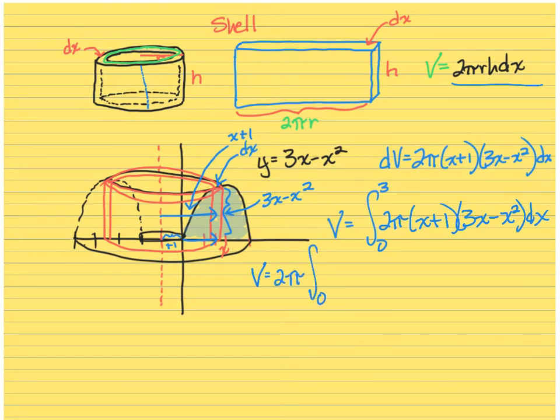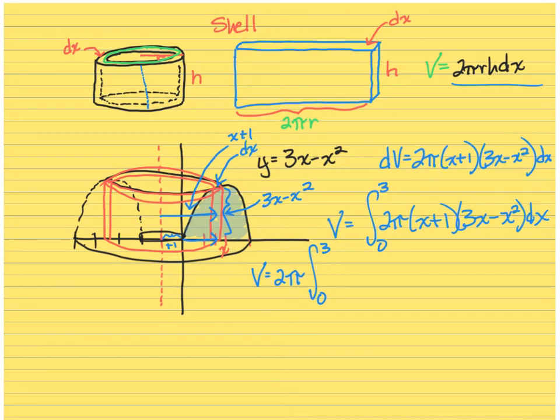Now, a lot of times the shell method is the easiest of the methods. There are some situations where you can't use the shell method, and some situations where you can't use the disc method or the washer method. It's all going to depend on the shape and how you rotate it. But in this case, the shell method is nice and neat. This case would be tough to do with the disc method. We'll talk about that here in a second. So let's just finish this one out real quick.